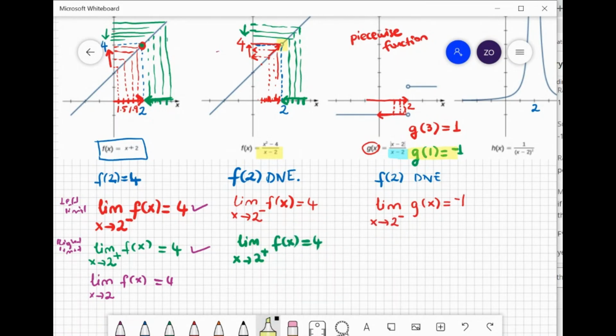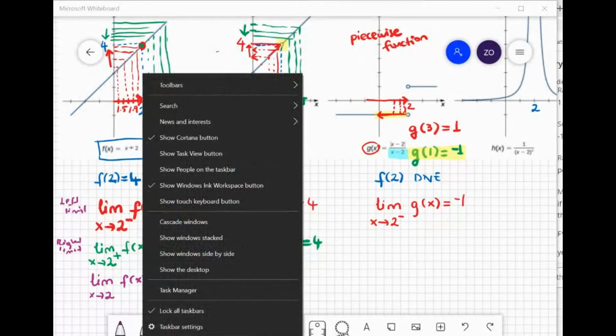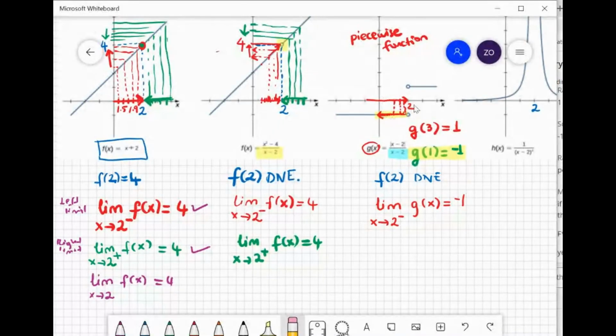Is that clear? Because we found g of 1 was negative 1, and this is just a constant line, so anything to the left of 2 will give us the same y value, which is negative 1, so that we can say the limit of this function as x approaches 2 from smaller values is negative 1. Okay, so we just check numbers that are getting close to 2, and all of their y coordinates are negative 1.